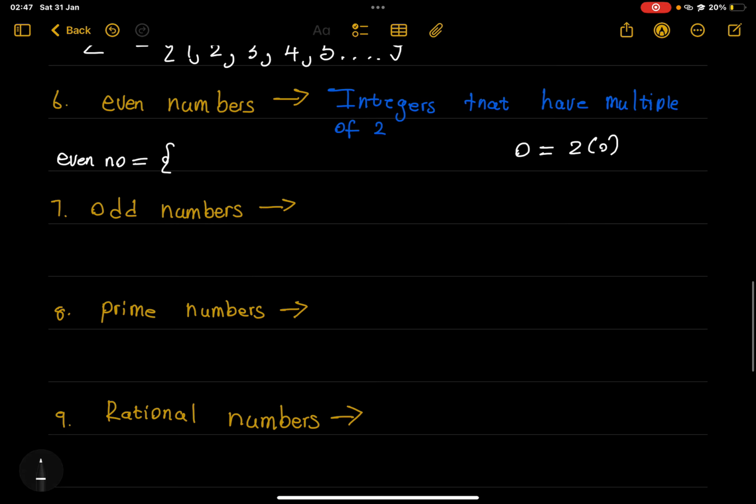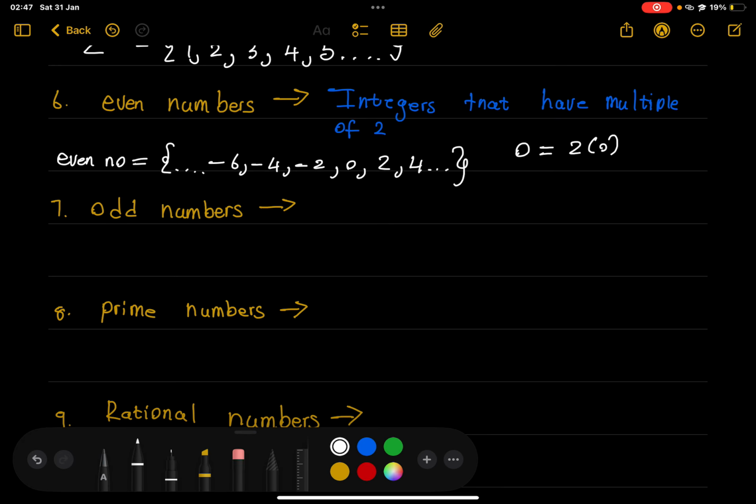So which means when I'm listing even numbers, since I don't know where they start and where they end, I can easily say negative 6, -4, -2, then 0, 2, 4, and so on. Understand? Those things are even numbers. All those numbers have a factor of 2. Understand? They have a factor of 2.